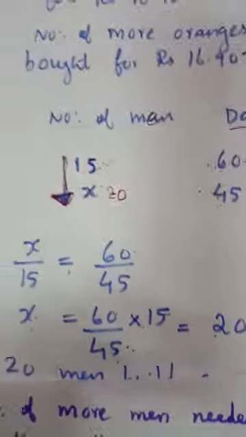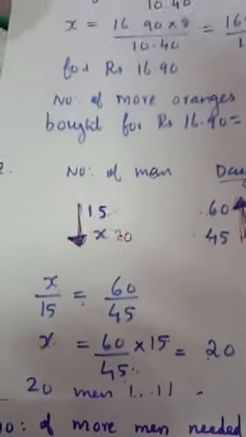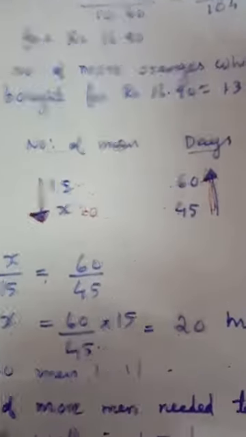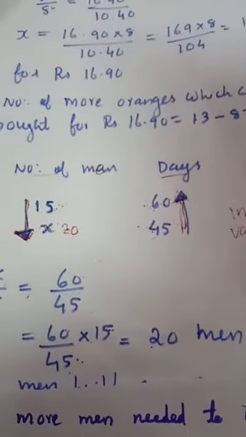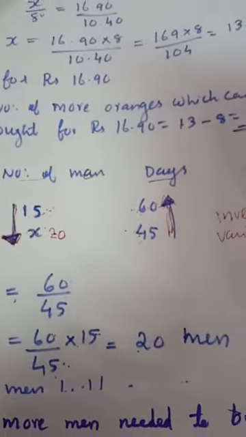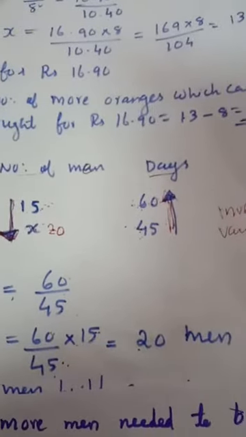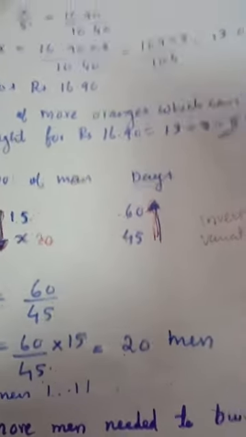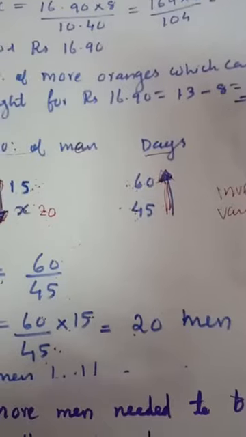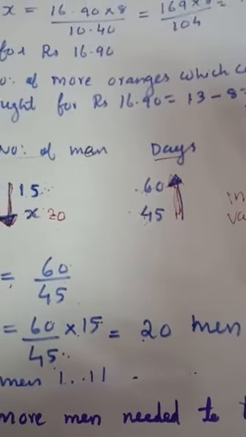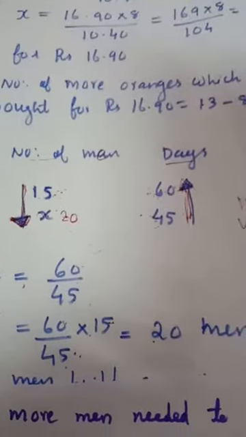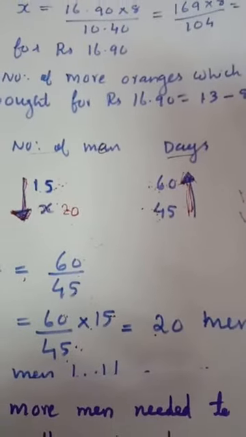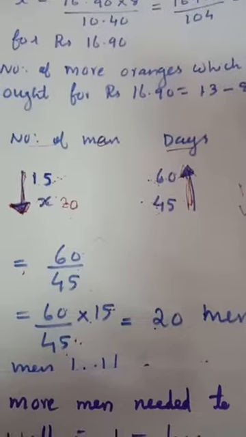Here, the only thing you should notice is the projection of the arrow, whether it is downward or upward. If it is direct variation, both arrows are in the same direction, downward. If it is inverse variation, then one is upward and one is downward. So you want to identify which variation it is, direct or inverse.